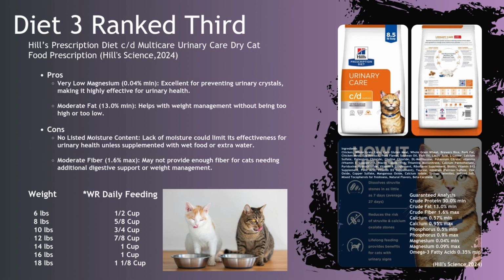The cons to this: it does not have a listed moisture content. Lack of moisture could limit the effectiveness of urinary health unless supplemented with wet food or extra water. It also has a moderate fiber, 1.6% max, may not provide enough fiber for cats needing additional digestive support or weight management. Once again, you see the weights and the daily feeding.